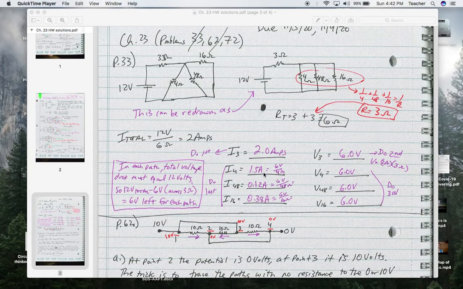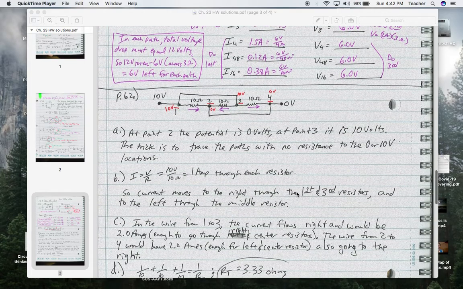So now I'm going to do last, figure out the current through each branch. I've got 6 volts across this 4 ohm resistor from here to here. 6 divided by 4 is 1.5 amps. 6 volts across this divided by 48 is 1/8 of an amp, 0.125. 6 divided by 16 is 3/8 of an amp, 0.375. And that's how those round.